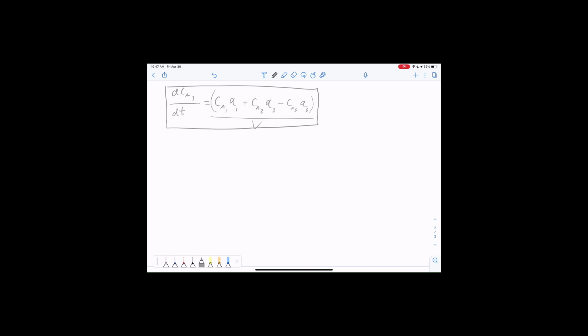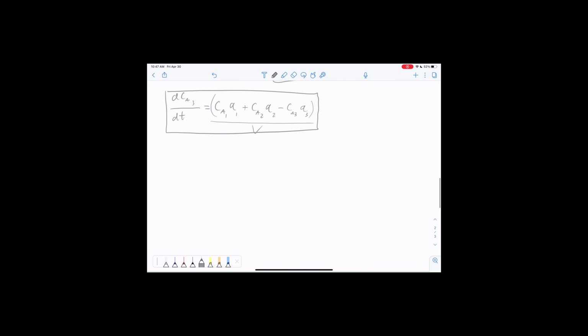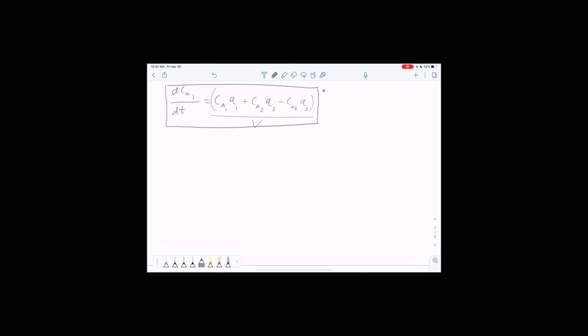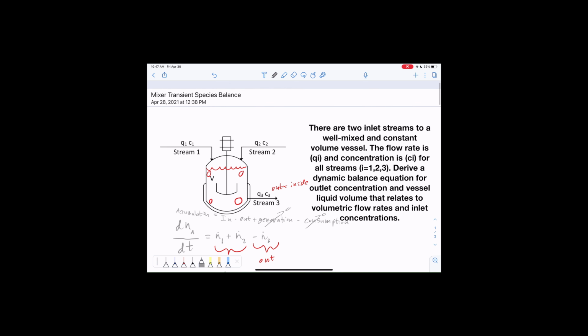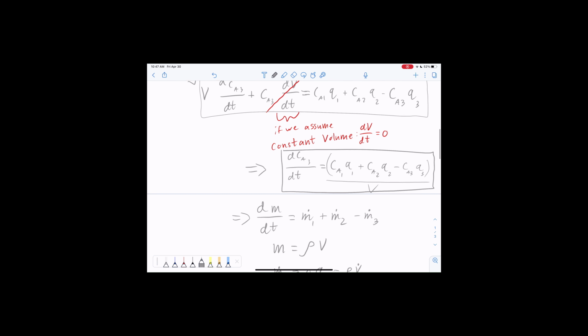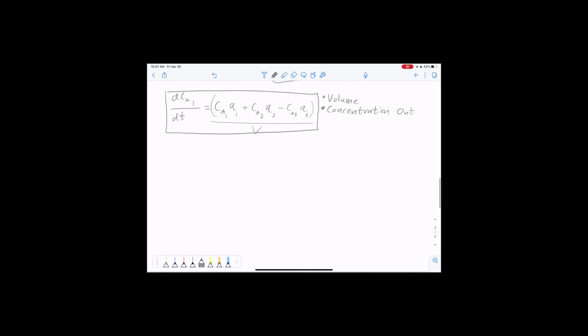Let's discuss the 12 steps in dynamic modeling. So we already have our objective. Our objective was to find a balance that included both volume and concentration out. Next, we wanted a schematic diagram, and then we want to list all assumptions. We have our schematic. We do already have all of our parameters already labeled on it.